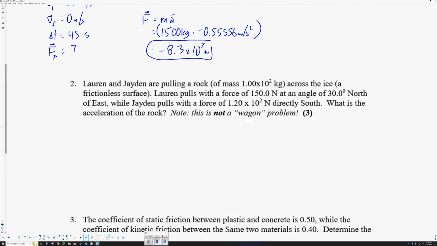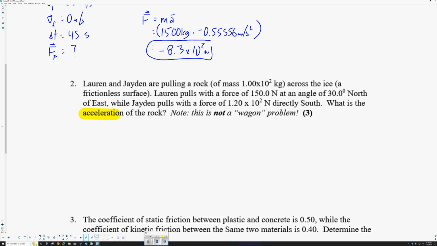Question 2. Warren and Jaden are pulling a rock of mass 100 kilograms across the ice. It's a frictionless surface, or at least we're going to say it's a frictionless surface. Warren pulls 150 newtons at 30 degrees north of east. Jaden pulls 120 directly south. What's the acceleration of the rock? Not looking for the net force here, we're looking for the acceleration. But we've got to get the net force first.